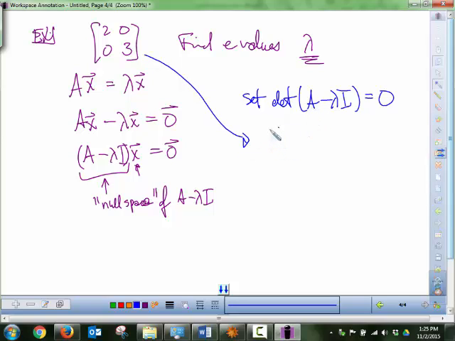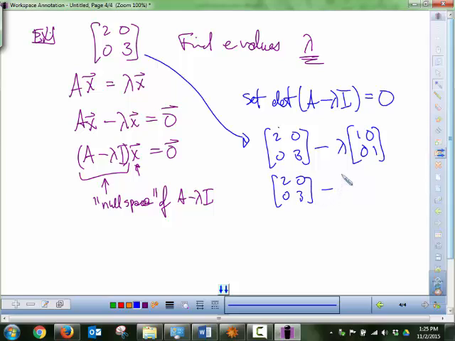So we have A minus lambda times, in this case it's a 2 by 2 matrix, so our identity is going to be I2, which is a 2 by 2 identity matrix. And when you get to do this more often, you'll know which steps to skip. You can go directly to our next expression. This is going to be 2 minus lambda, 0, 0, and 3 minus lambda.